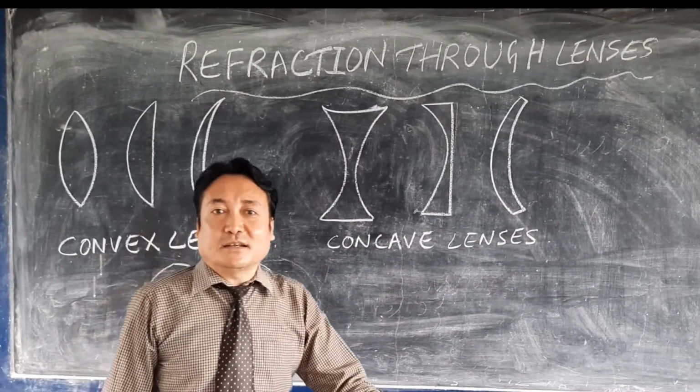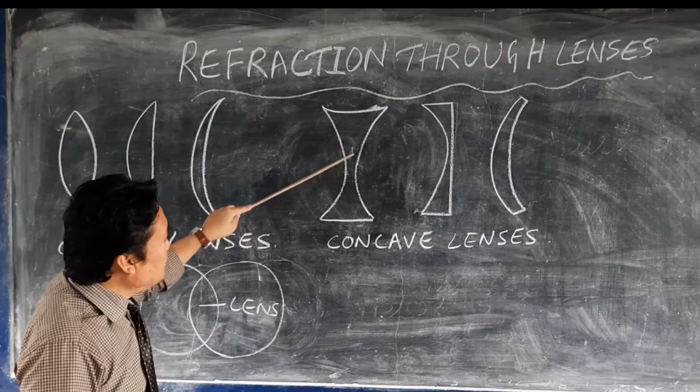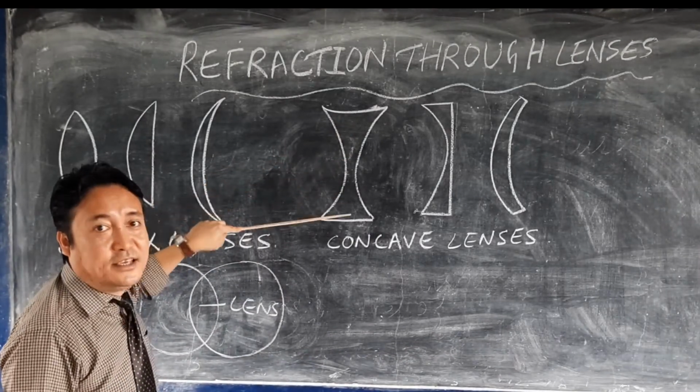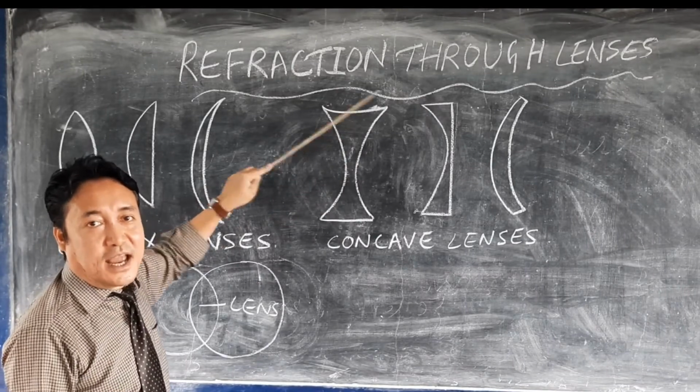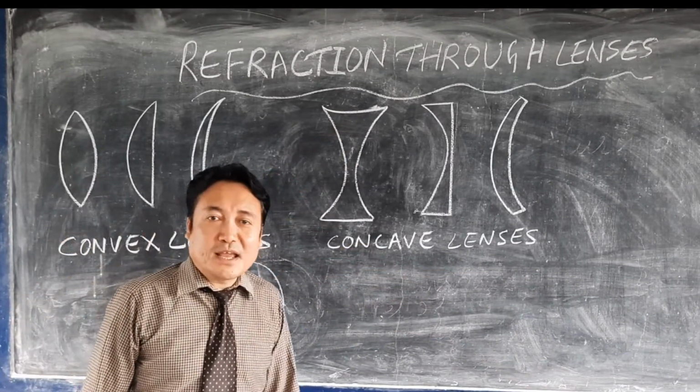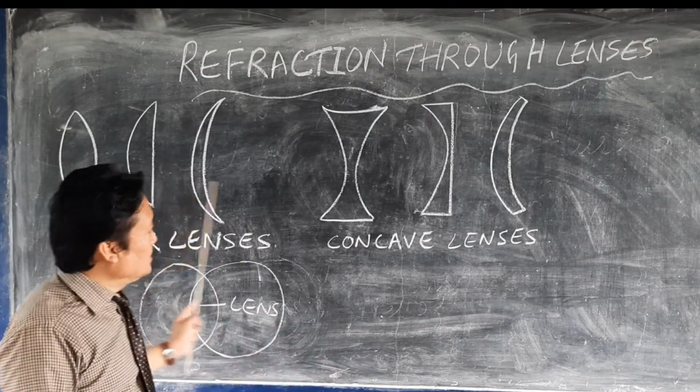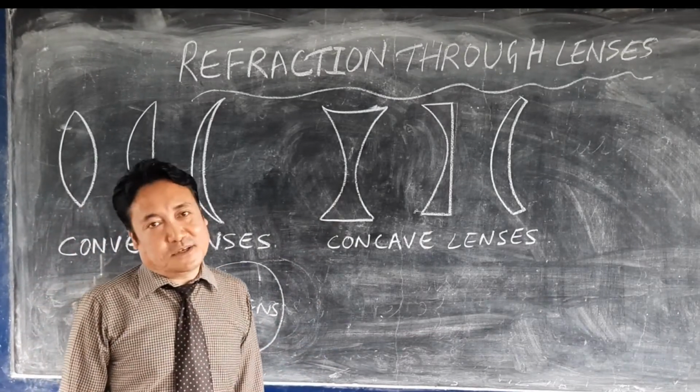The concave lens is thinner at the middle and thicker at the edge. The concave lens is known as the diverging lens. So this is about the two different types of lenses.